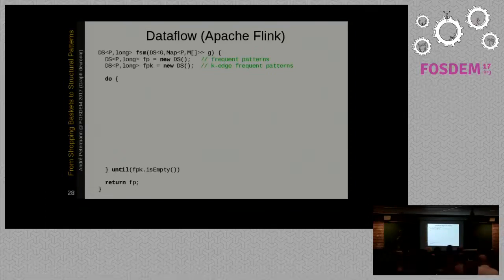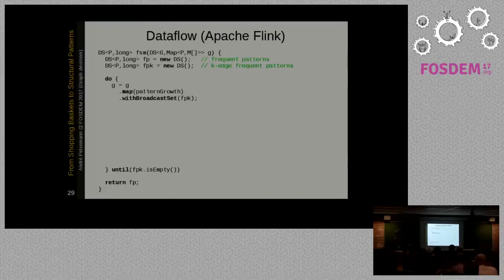So that's the problem in the shared nothing context. What you would do in a usual programming language, knowing these constraints, the naive programming would be: there would be a data set of graphs, a data set of all frequent patterns, and a data set of k-edge frequent patterns. That's all the data sets we need. Then we have a loop, which terminates when we do not find any k-edge frequent patterns anymore. And at the end, we're interested in all frequent patterns. That's what our algorithm should do.